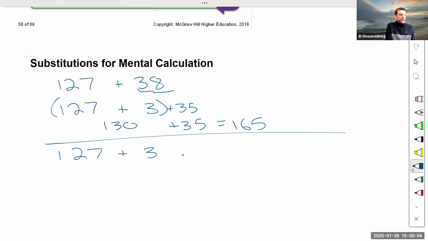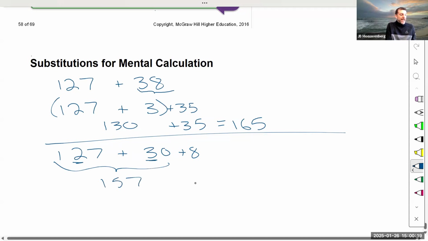Maybe you break 38 up into 30 plus 8. Why would that be helpful? It's always easier to add a number that ends in 0 because we just have to add the 2 and the 3. They're in the tens place. So these two would make 157.